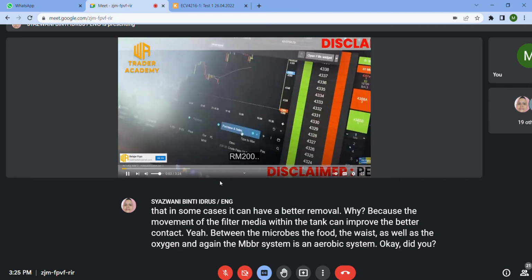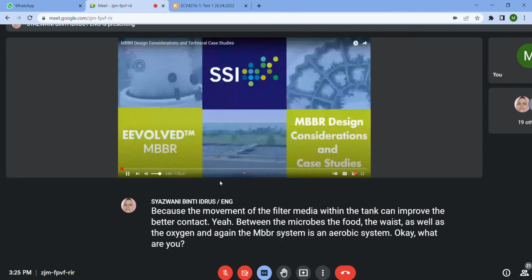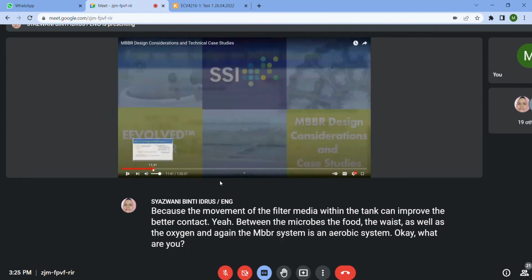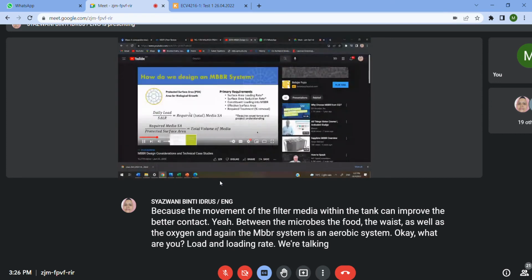Saya duduk RM200. Saya dah close dah position long saya. It is now 8:03. Talk about daily load and loading rate. We're talking about BOD. So how much?